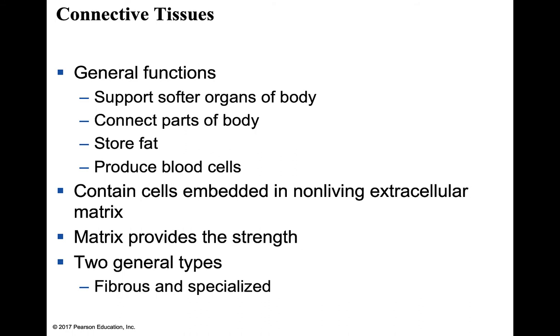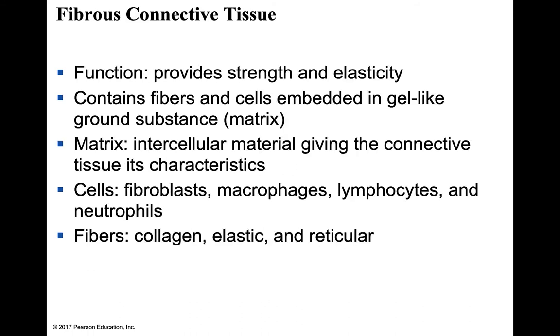Now, when we talked about epithelial tissue, the discriminating factor there was that it was very, very cellular. That's not the case in connective tissue. So you're going to have a matrix and cells suspended in that matrix. And there are also going to be fibers and things like that. So that's something to keep in mind. Now, when we describe connective tissues, there are two general types. They're fibrous and specialized. So let's take a look at them now.